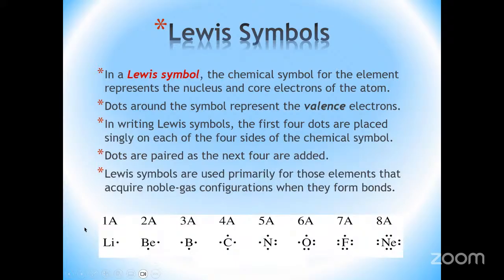And we see some examples right here. For example, the Lewis symbol for lithium is simply the symbol of lithium with a dot, that's one electron, and then you have the symbol for beryllium, boron, carbon, and so on. As you can see, you add a dot. You space them out first before pairing them, all right?